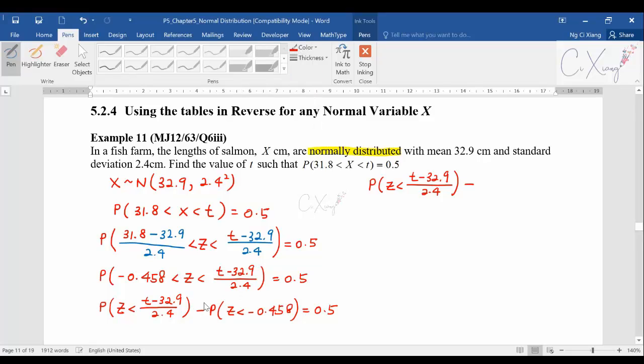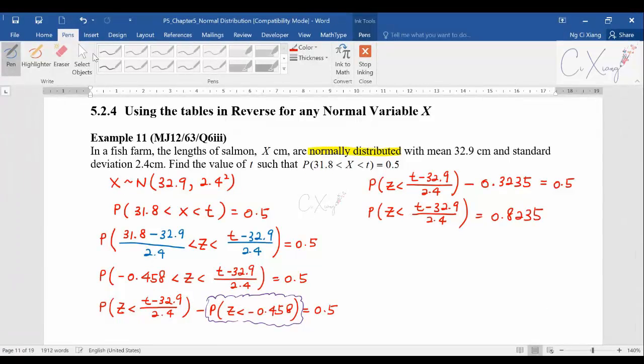Then you can get the probability from the table, which you learned before. If you try to figure out the value of Z smaller than negative 0.458, I'm not going to show you the detail, but roughly you should get 0.3235. How you get the 0.3235, please go and refresh back on how to get the value from the table. It equals 0.5. Therefore, continuing further, Z smaller than t minus 32.9 divided by 2.4 equals 0.8235.